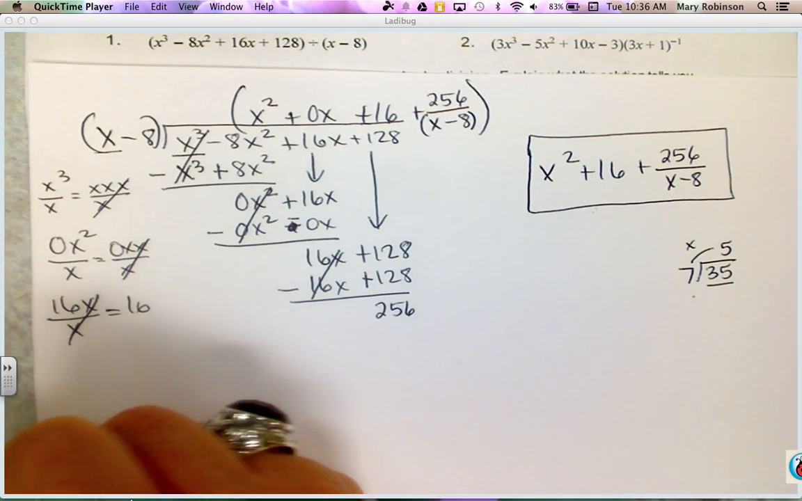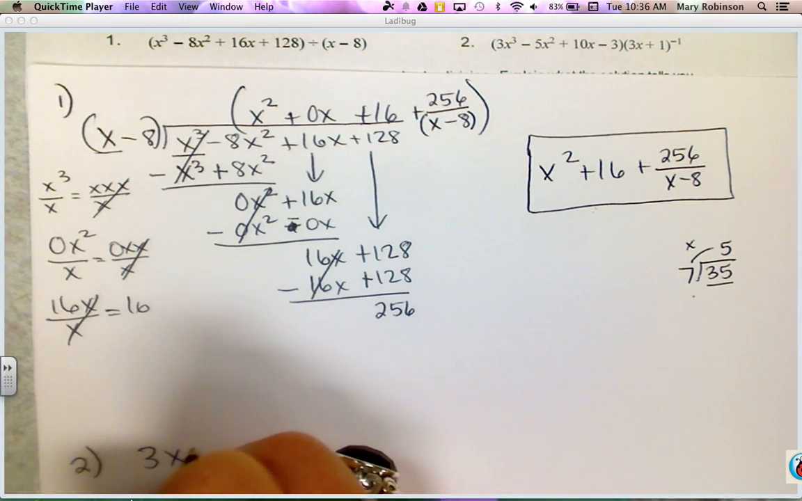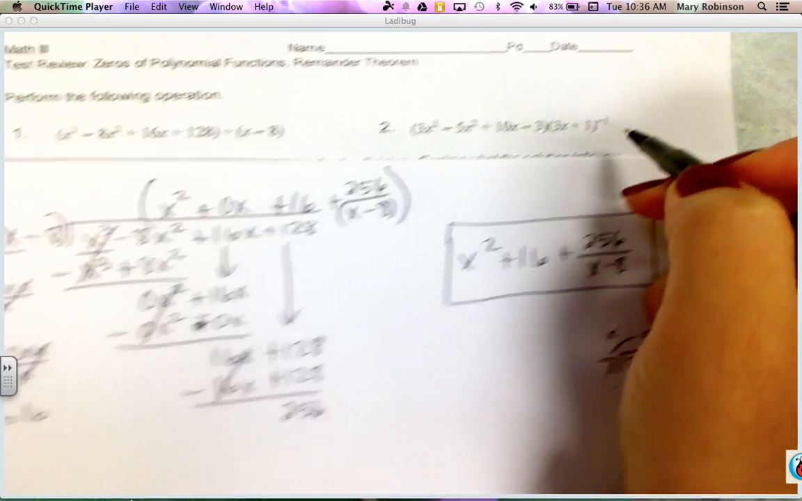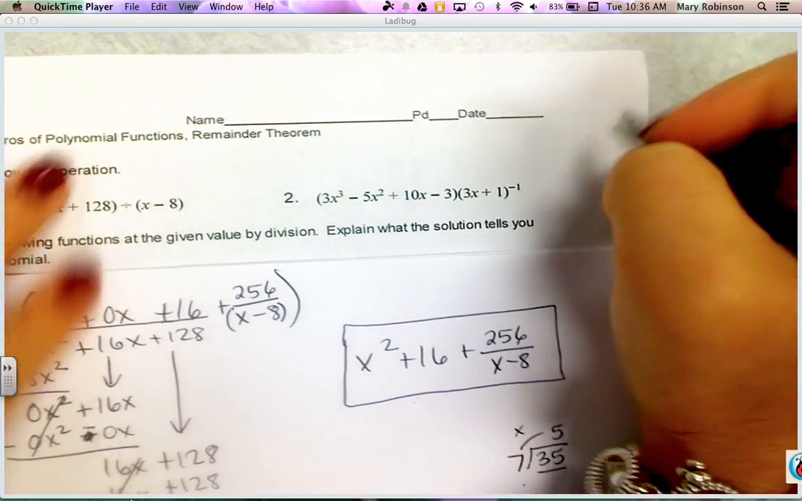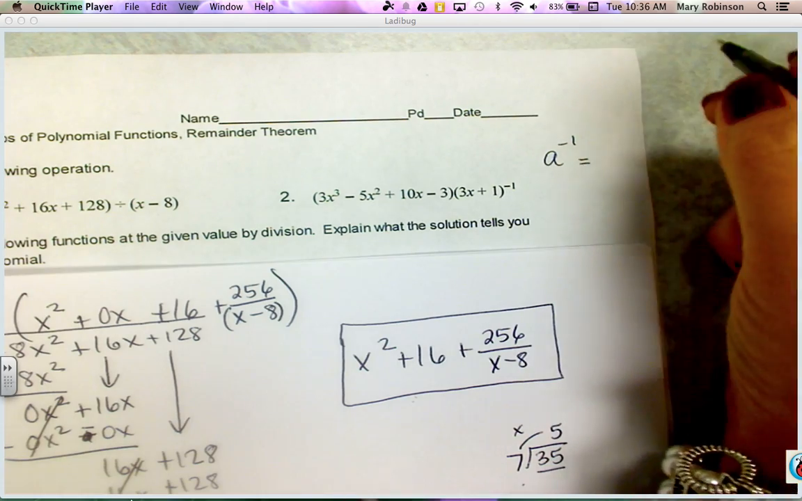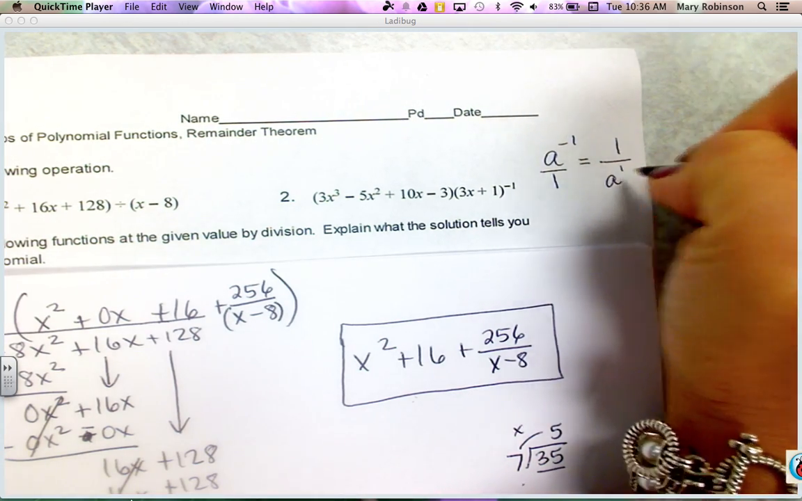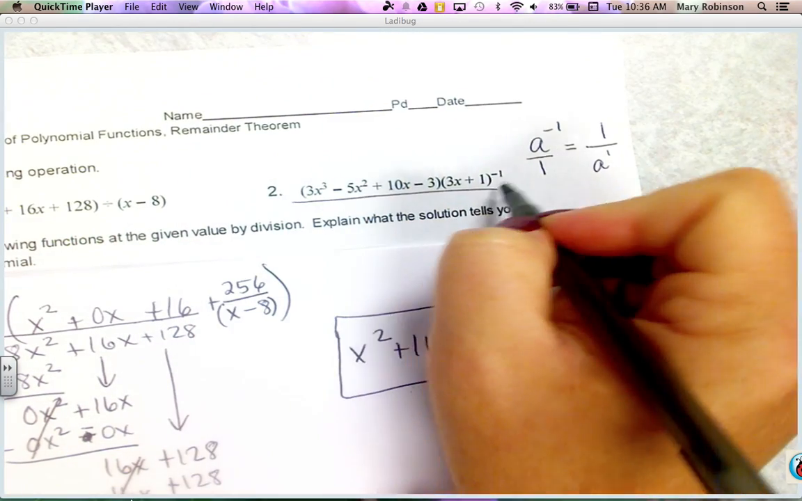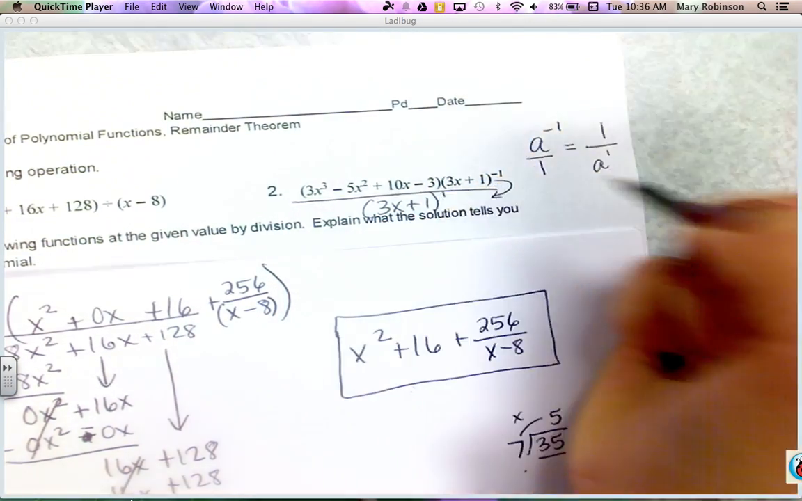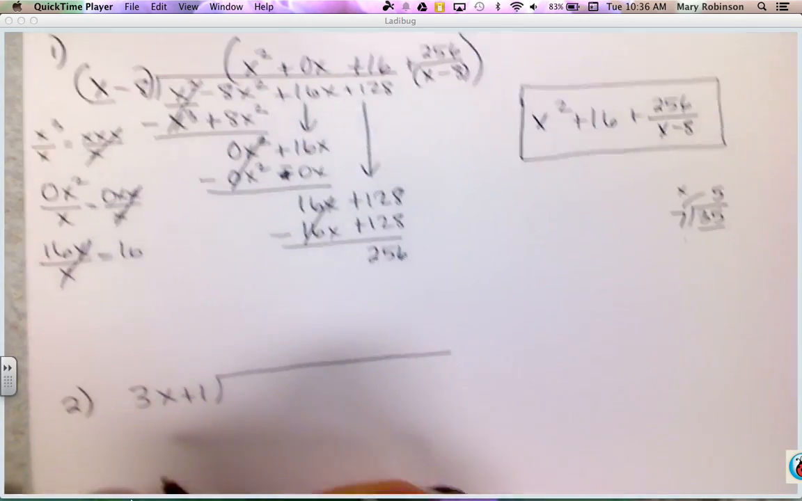For number 2, we have 3x plus 1 as our divisor. Remember, anything to a negative 1 power, we talked about that being related to the rule, if you had a to the negative 1, your negative exponent law, that we could invert it and make it 1 over a to the positive 1. So this simply means that we could move all of this down here and be dividing by 3x plus 1 to the positive 1 power. So that's why 3x plus 1 is our divisor.